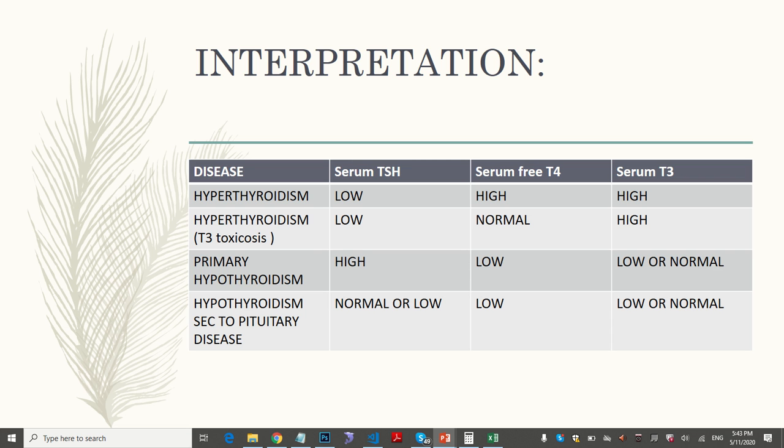Primary hypothyroidism. As I have previously discussed with you, in primary hypothyroidism the TSH is high because there is an underfunctioning, hypofunctioning thyroid, so the serum free T4 and T3 are low. In hypothyroidism secondary to pituitary disease, there will be normal TSH with low T3, T4. This is how you differentiate between primary and secondary hypothyroidism.